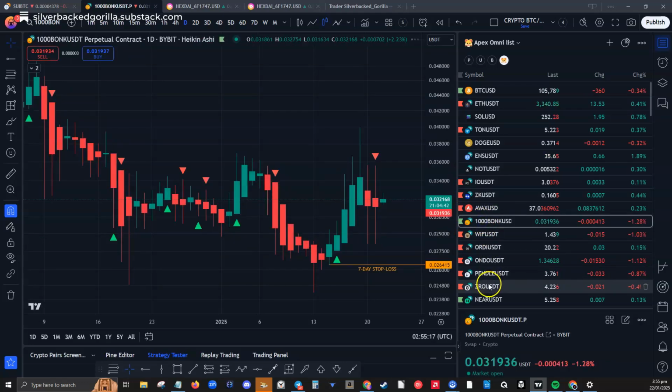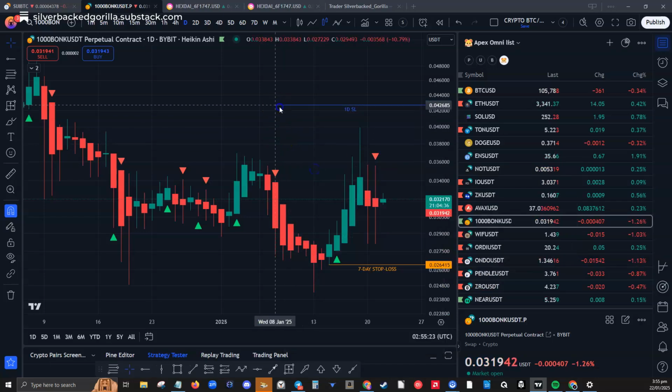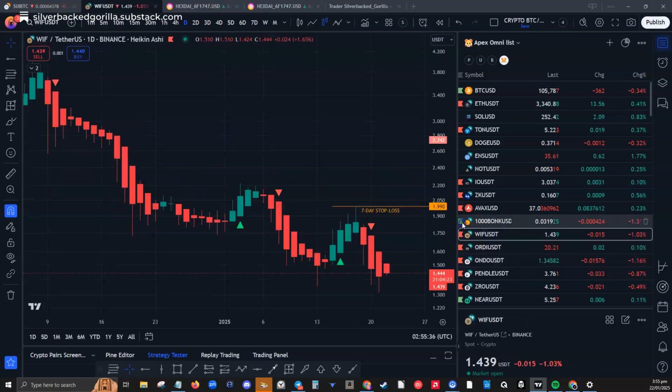And BONK. I'll be short there. 1,000 BONK, and straight away it's a conflict on the weekly. Weekly's a buy, daily's a sell. So if you get that, get rid of that.